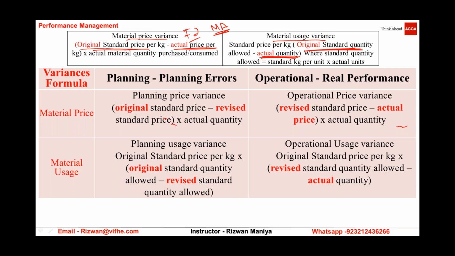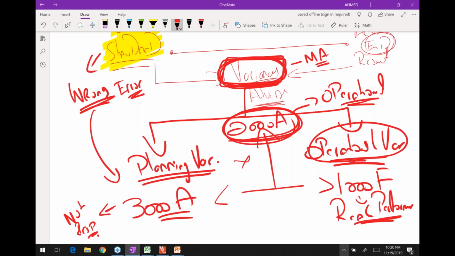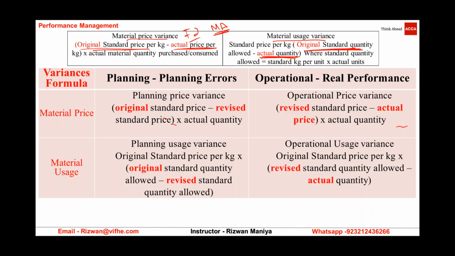So as I gave you the concept here, once you found out that there is a problem in the normal F2 variance, let's bifurcate into planning and operational, which means we will break these into two. That is the price variance. This price variance will be broken down into planning price and operational price. Same, this usage variance will be broken down into planning usage and operational usage. Okay, operational usage. So you can use these formulas to work out the answer.